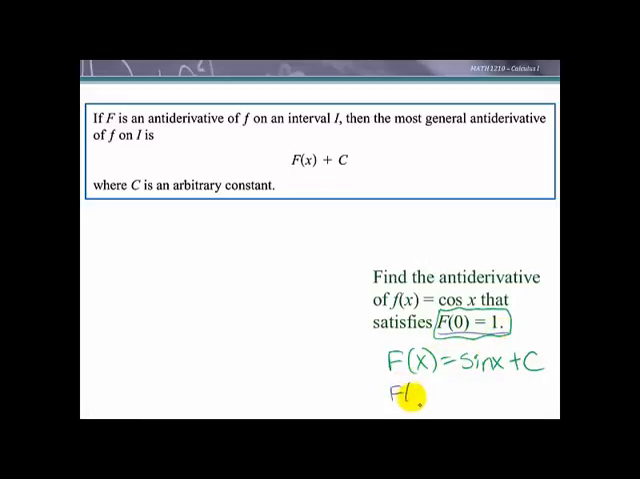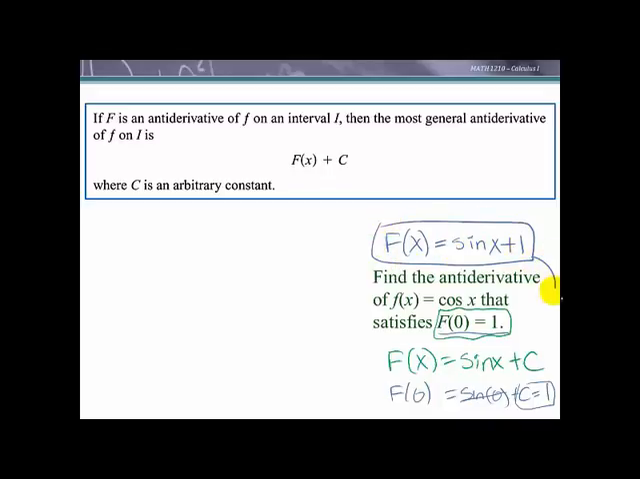So we could put 0 in, and that would be the sine of 0 plus c, and set that equal to 1. So that would let us know that c, since sine of 0 is 0, c would need to equal 1. So we have a specific answer to this. It is just one specific antiderivative because it is the antiderivative that passes through our given point, so we meet our initial value or initial condition.